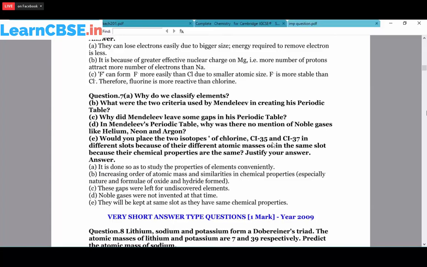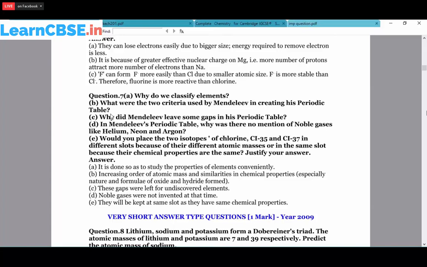For example, suppose you know the group and the period in which an element is present. Then we can tell how many protons, electrons and neutrons are present, how many electrons are in the outermost shell, what its electronic configuration and valency are, whether it is a metal, a non-metal or a metalloid, and whether it will lose or gain an electron. So that is why we classify the elements: it is easy to study their properties.